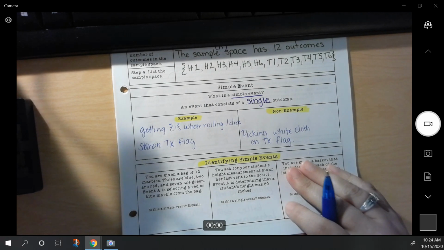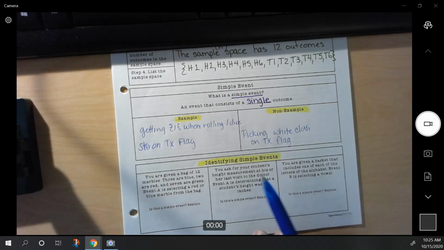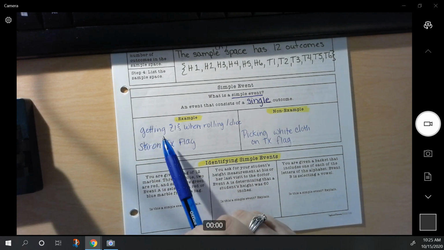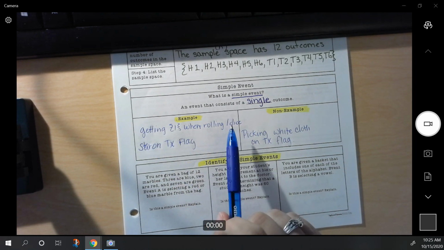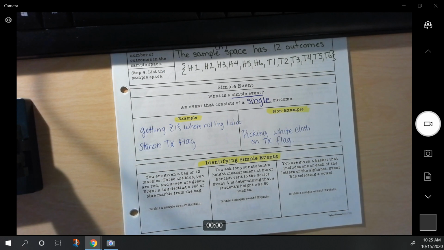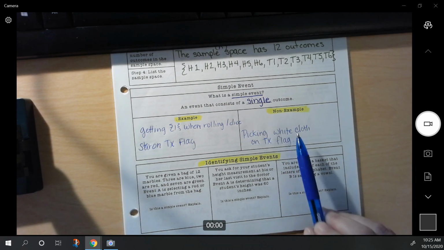Now, a simple event is an event that only has one single outcome. So an example would be getting a 1 when rolling the one die. So as long as all you're looking for is a 1, there's only one way of getting that on a single die. The star on the Texas flag, there's only one star on the Lone Star flag. That's why it's called the Lone Star flag. A non-example would be picking white cloth on the Texas flag. So if you look at the Texas flag, there is actually 2 different places on the flag that is white. The star is white and one of the stripes is white. So that is a non-example because there are 2 outcomes possible.